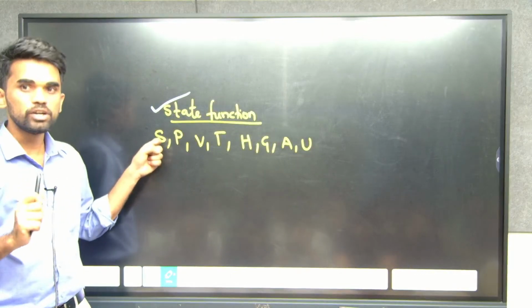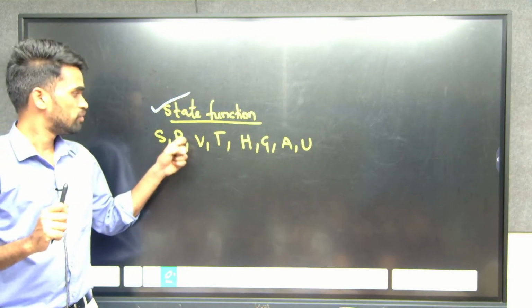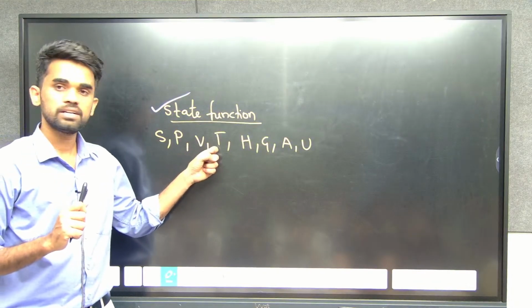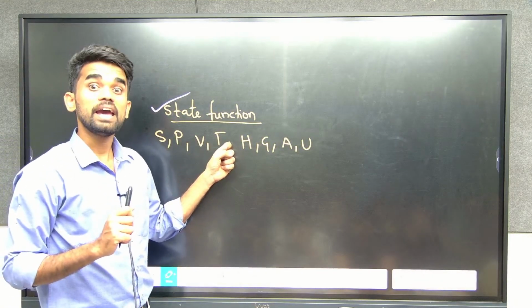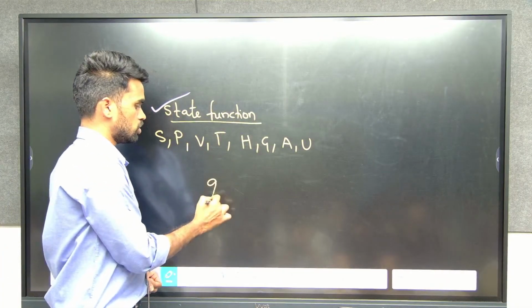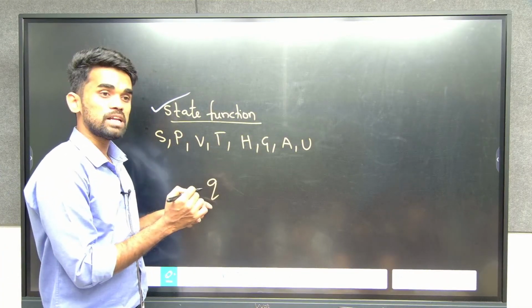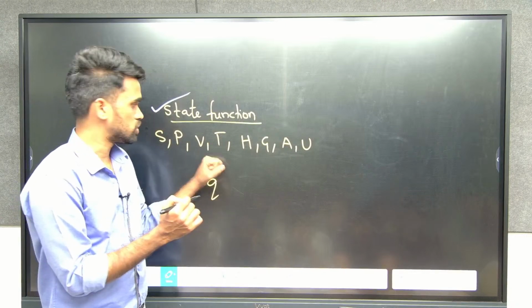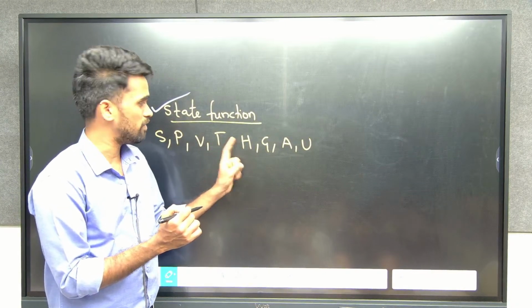S means entropy, P means pressure, V means volume, T means temperature, H means enthalpy. Heat should be indicated with symbol Q. Okay, so this is a path function. Q is a path function. H is enthalpy, I will tell you what that is.